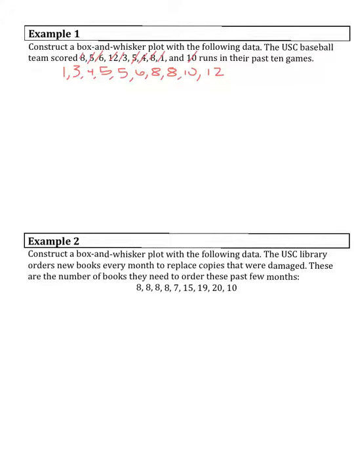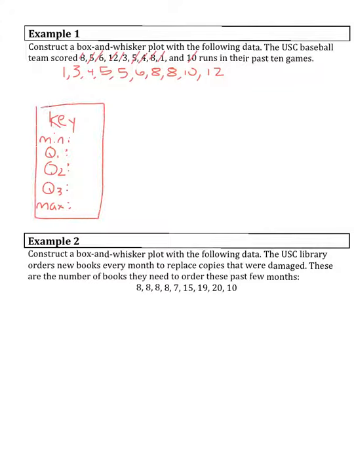I'm going to make the list of the key right next to it. Our 5 key numbers are going to be the minimum, Q1, Q2, and I'm doing this as a little subscript, Q3, and then the maximum. All right, so here's my key set up. Minimum and maximum are easy. When you look at your list, your minimum is 1, it was the lowest number, and the maximum is 12, it was your highest number.